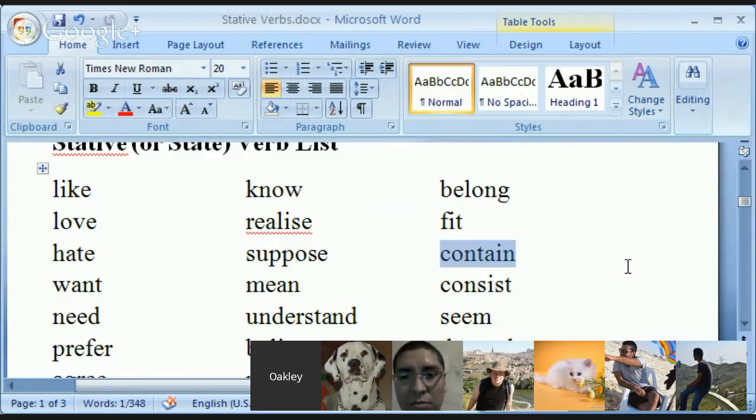How about the word contain? It can work as a static actually, like containing. Static. Yeah, it does. It does work as a verb if we add ing. Like I would say, this coffee is containing too much sugar. I would say this coffee contains too much sugar. However, you are right.